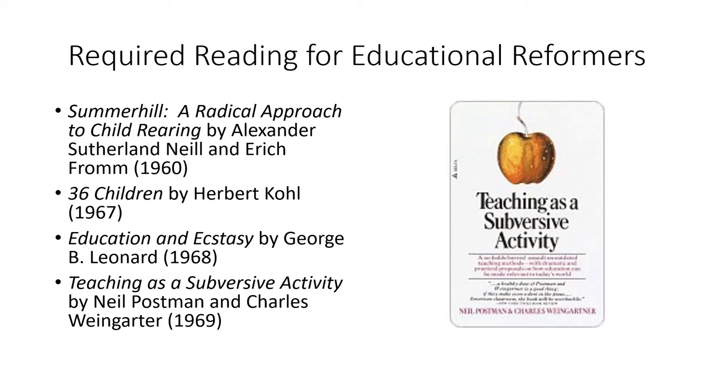36 Children by Herbert Kohl, that was his memoir of a year of teaching children in an inner city school and all the problems that were attendant to that and how he solved those. Education and Ecstasy by George Leonard, which is kind of a visionary work in that it envisions what education can be. And most important of all, Teaching as a Subversive Activity by Neil Postman and Charles Weingartner. Interestingly enough, with the exception of Summerhill, I still have all of these books on my education shelf.